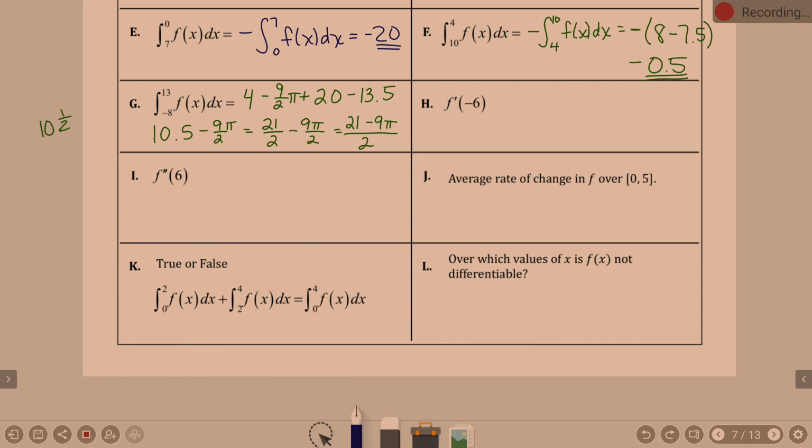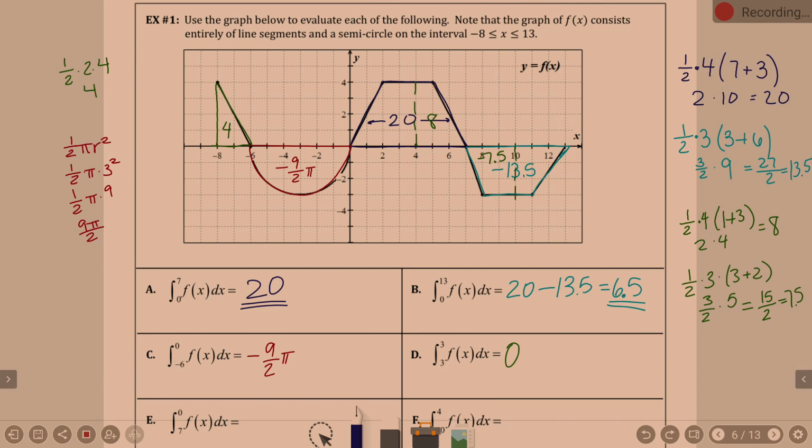H. F prime of -6. Let me go back to my picture. F prime at -6. -2. I don't know what we did to get there, to figure that out. How do we figure that out? F prime is the derivative. The derivative is the slope. And that is, yeah, you're right. -2 over 1.